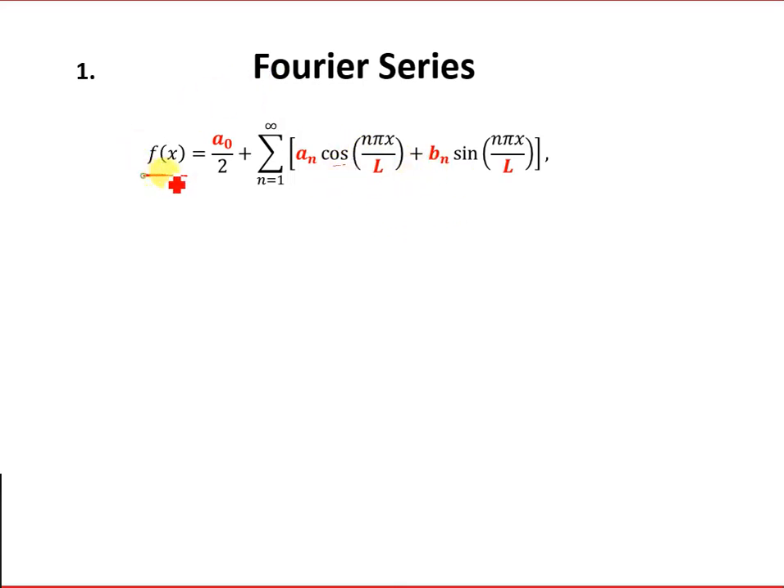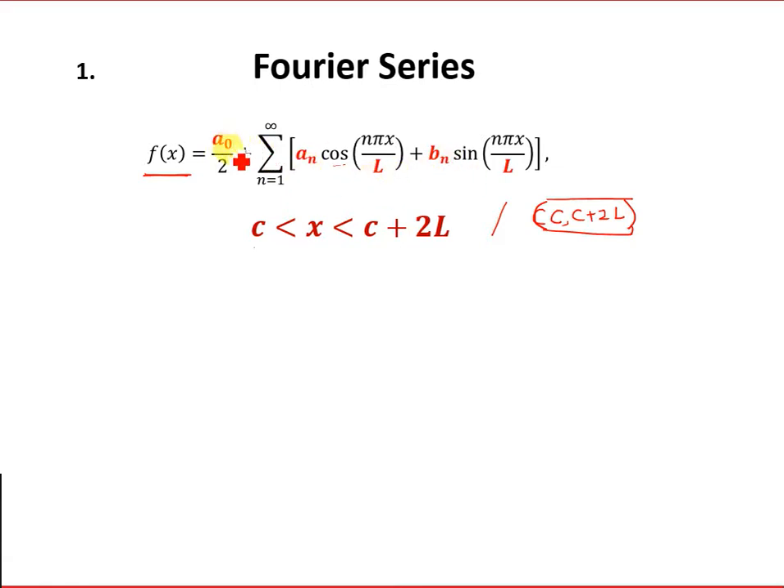Now, this function f of x is defined over the interval c to c plus 2l. So, we can write the interval like this, or we can write it as c to c plus 2l. This is another way of writing the interval. So, remember that this is the Fourier series expansion of the function defined over this interval c to c plus 2l. Okay. Now, in this Fourier series, the quantities which are written in red color, we need to find those things. So, we need to find a0, an, bn, and as well as l.